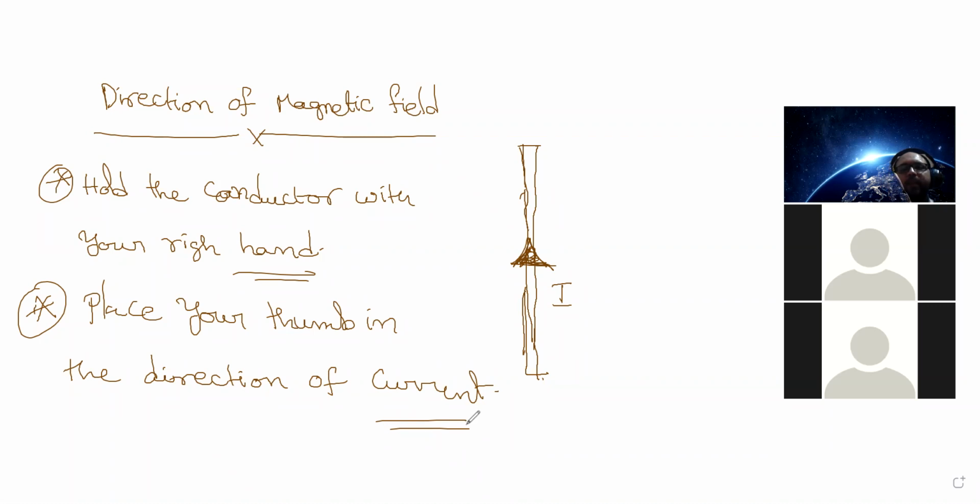Now hold the pen, and then I have put my thumb like this in the direction of current. The current is flowing upwards. Okay, clear? Now what do I have to do? Now, how my fingers are curling towards the pen. Now I will show this. It's a little bit difficult.